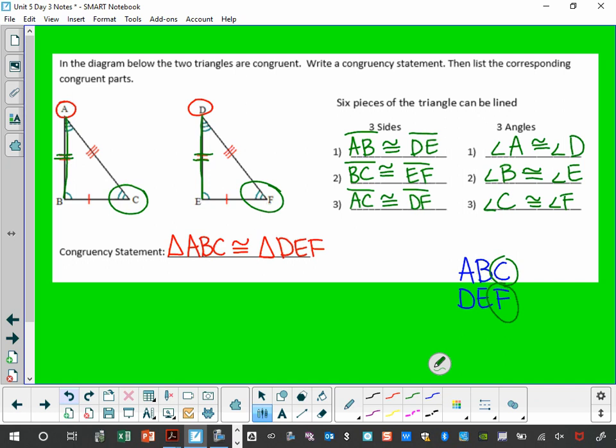Or you can look at your congruency statement here. C is my third letter, F is my third letter. Okay, you guys see how that can always match up? All right, good. Doesn't matter where you look, but I typically always look at my statement.